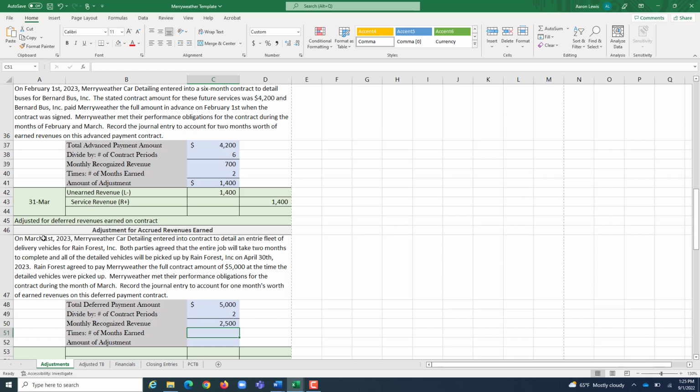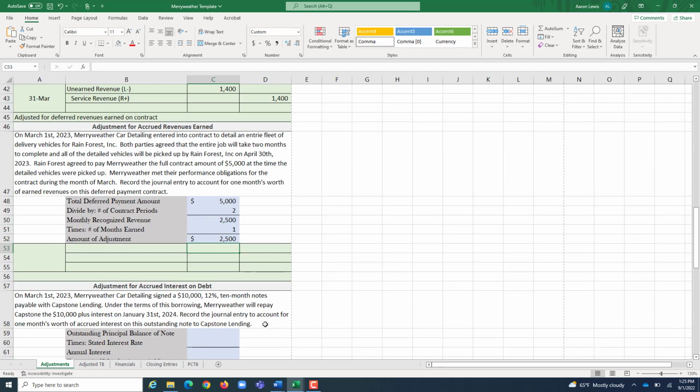We signed this contract on March 1st. Like all of our other adjustments, we're adjusting at the end of the quarter on March 31st, which means we did all our work during the month of March. We met all our obligations, and therefore we should be recognizing 1 month's worth of actual earned revenues on this contract. So the amount of our adjustment is just $2,500 times 1, or simple math tells us 2,500.